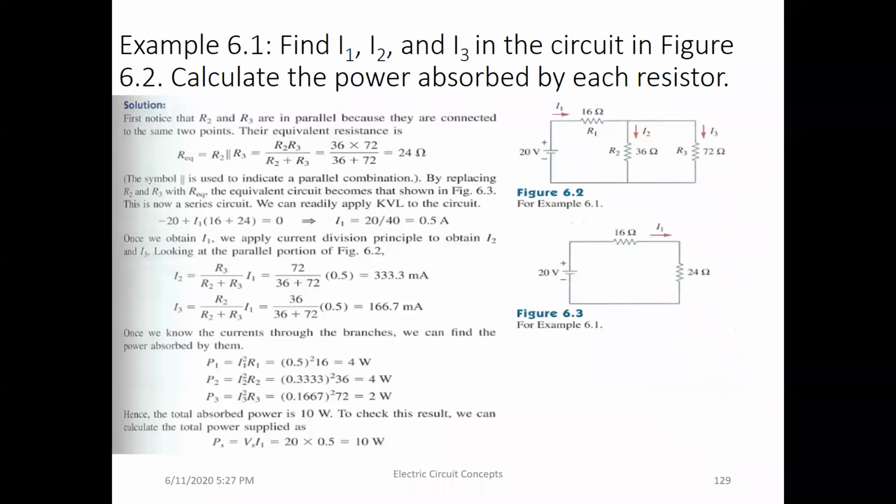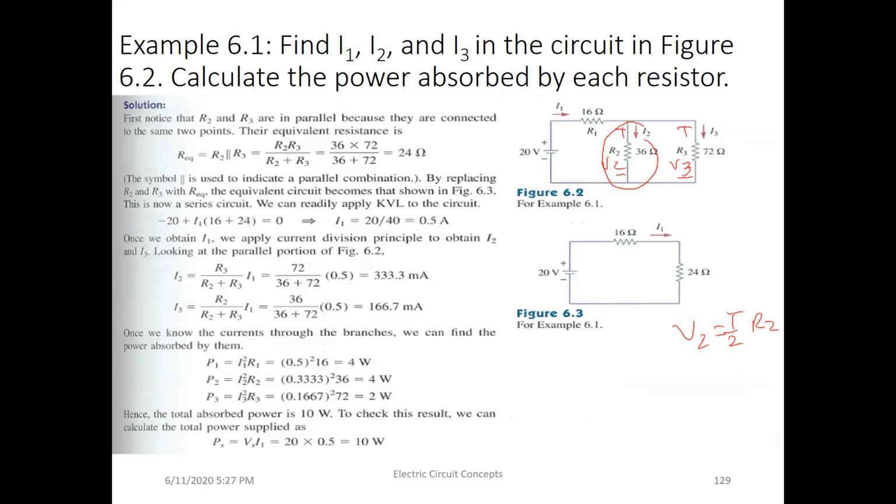So now, going back, let's call this V2 and this V3. This is an extra requirement. Let me write it down: V3. If we apply Ohm's law here, V2 is equal to I2 times R2. We already determined I2, it's 0.33 amps or 333.3 milliamps.